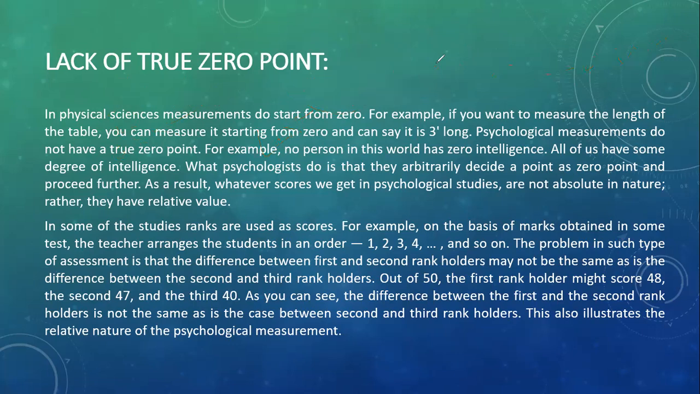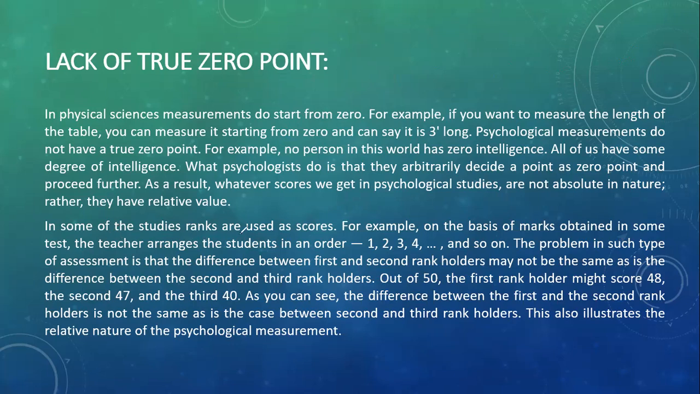Right? So there will be a reference point for psychological assessments. This is called relative value, but this is not absolute value. There is no absolute value in psychology. In physical measurements, yes, there is an absolute zero, but in psychology, there is no absolute zero. That is, no true zero point.